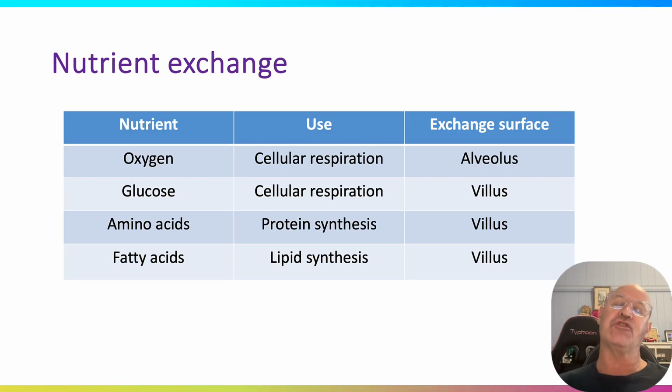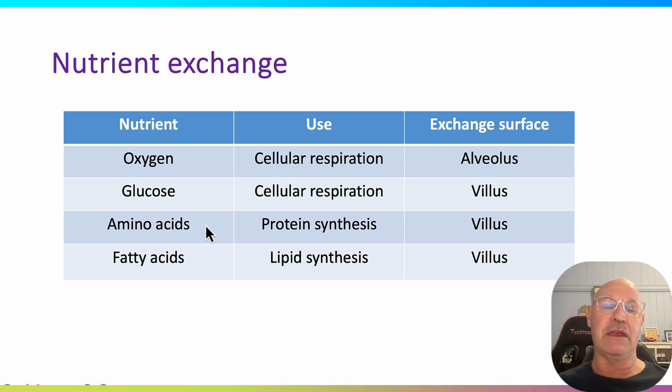So what nutrients are there that the body needs? Well, we need oxygen and glucose for cellular respiration. The oxygen obviously comes in through the lungs. The exchange surface is called the alveolus. And of course, that's also the surface that's involved in the removal of carbon dioxide waste.